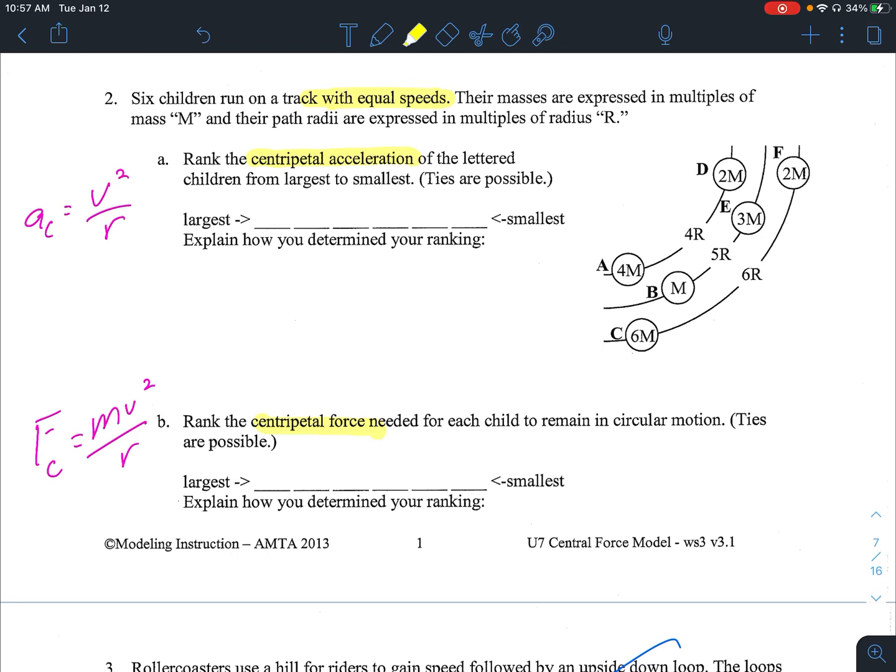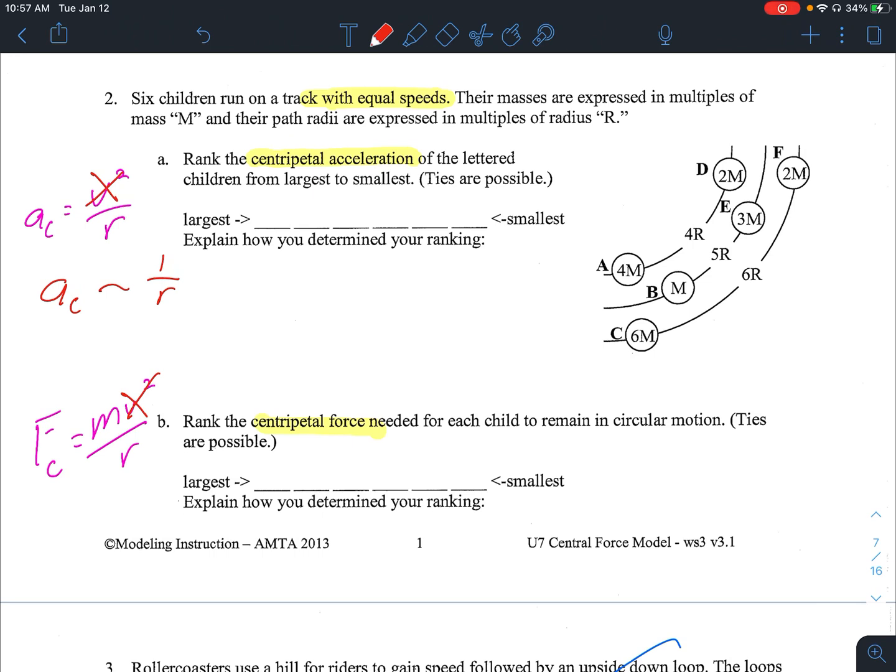So something that we can eliminate is the fact that they're all running with equal speeds. So we're not looking at the velocity. So for part A, we're only looking at the radius. So we can make the statement that the centripetal acceleration is going to be proportional to the inverse of radius. So the bigger the radius, the smaller the centripetal acceleration.